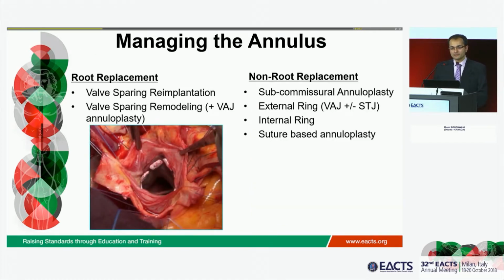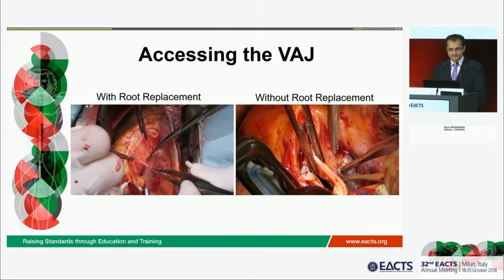If you are replacing the aortic root, really there are two strategies that are emerging as the predominant strategies: valve sparing with a reimplantation technique, or valve sparing with a remodeling technique with some form of adjunctive annuloplasty of the ventricular aortic junction. In the non-root replacement, annular interventions may include a subcommissural annuloplasty, an external ring at the ventricular aortic junction level, or in addition at the sinotubular junction level, internal annuloplasty systems, or suture-based annuloplasty.